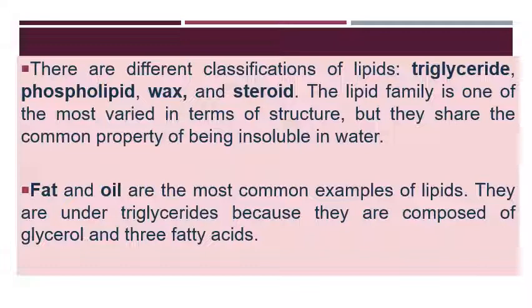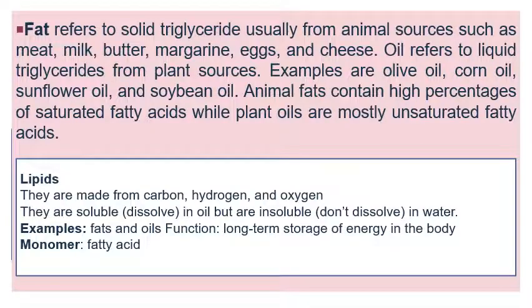The lipid family is one of the most varied in terms of structure, but they share the common property of being insoluble in water. Fat and oil are the most common examples of lipids. They are under triglycerides because they are composed of glycerol and three fatty acids. Fat refers to solid triglyceride, usually from animal sources such as meat, milk, butter, margarine, eggs, and cheese. Oil refers to liquid triglycerides from plant sources. Examples are olive oil, corn oil, sunflower oil, and soybean oil.